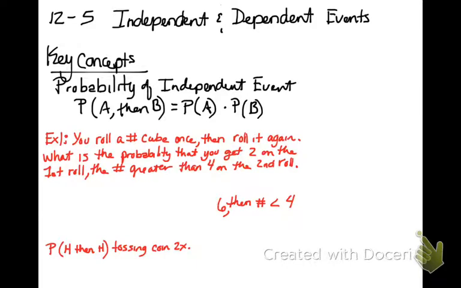Today's lesson is 12.5, independent and dependent events. This is for pre-algebra people. The key concepts are probability of independent events. That's the first concept we're going to deal with. Say I have a probability of A, then a probability of B. You would just multiply them together and you would find your answer.